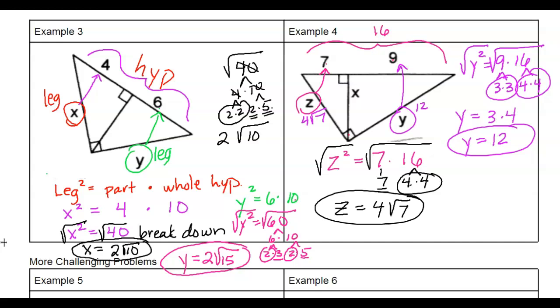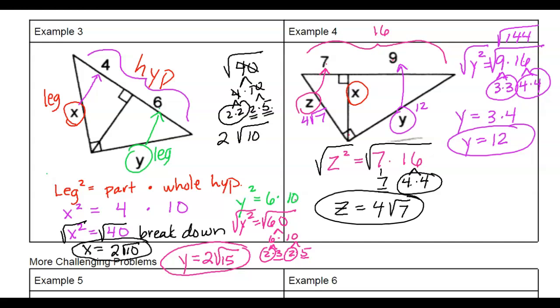Okay? 9 times 16 is 144. So if you would take the square root of 16, you would get 12. Okay? So you can put them back together. You can break them down. It really just depends on what you see. The last thing that I'm going to find is x.